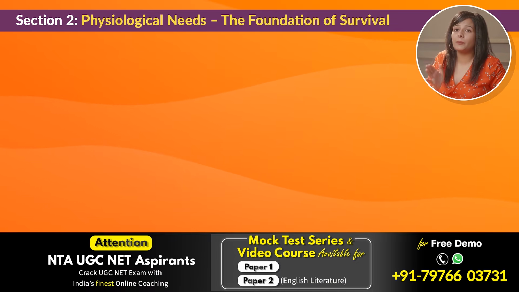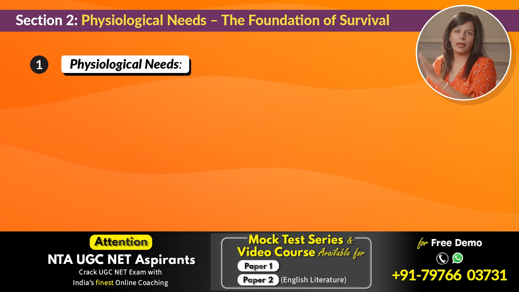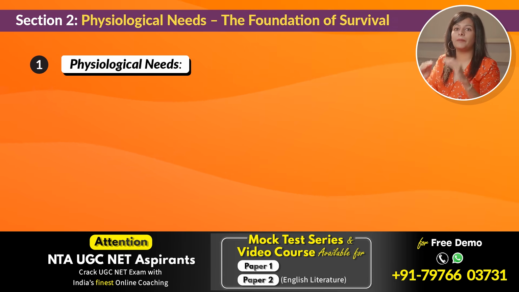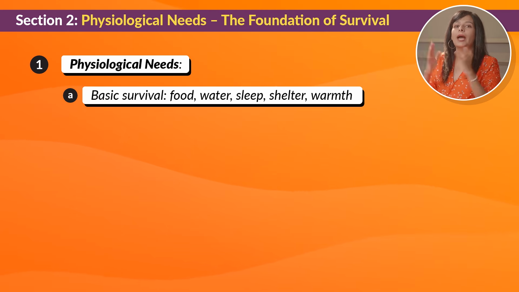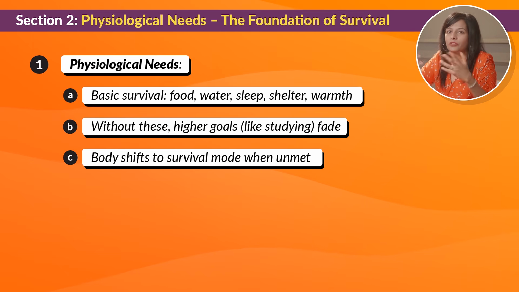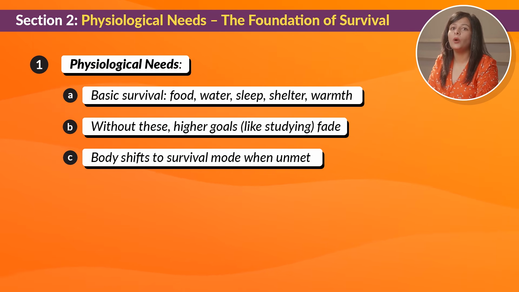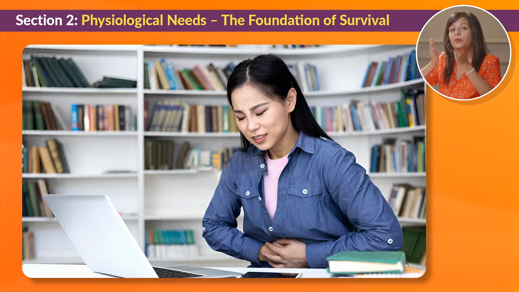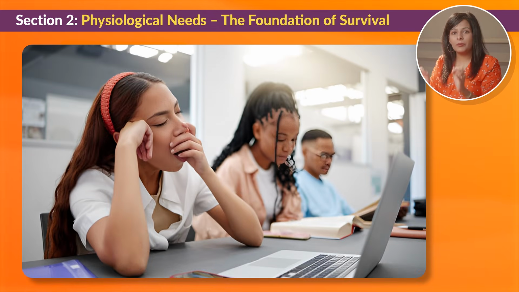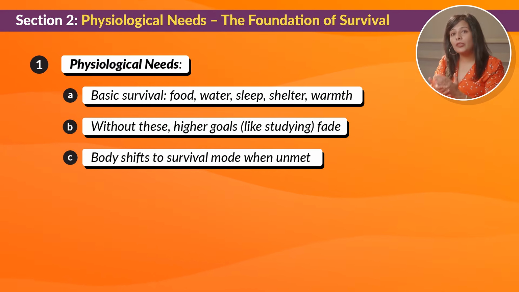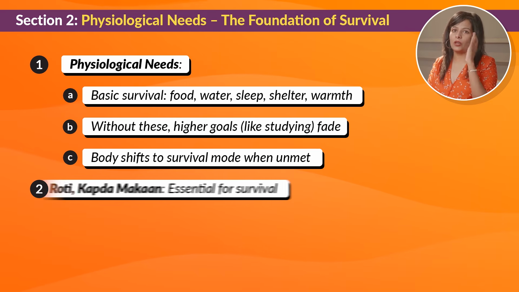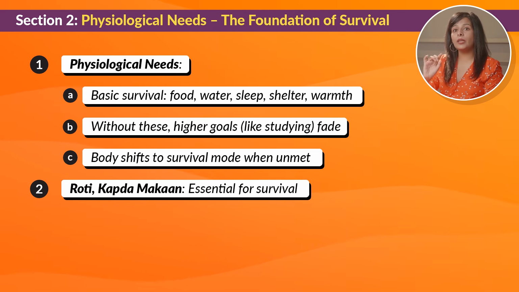Now, let's dive deeper into each of the stages. Firstly, at the base of Maslow's pyramid are the physiological needs. These are the most basic things we need to stay alive: food, water, air, sleep, shelter, and warmth. Without these, your body switches into survival mode and higher goals like studying or achieving success get pushed back. Think about it. Have you ever tried studying with a growling stomach or solving questions after barely sleeping the night before? No matter how motivated you are, your brain just won't cooperate. That's because your basic needs must be met first. In short, roti, kapda, aur makan are not just a slogan, but a real and non-negotiable human need.